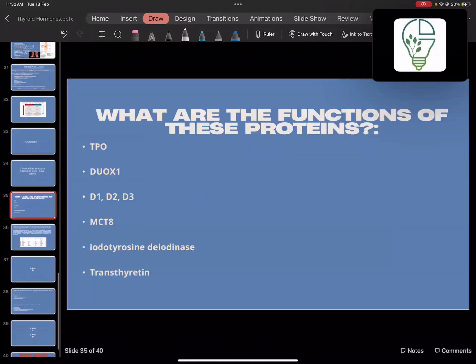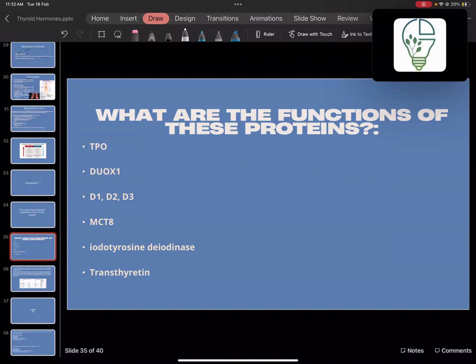All right. So what are the functions of these proteins? So we have TPO, DUOX1, D1, D2, T3, MCT8, iodotyrosine dehydrogenase, transthyretin. So TPO is needed in several reactions in the making of T3 and T4. So go back and revise that once more because it's actually really important. DUOX1 is needed for the remaking of H2O2 so that we have a constant supply of H2O2 when we're doing the coupling of T3 and T4.